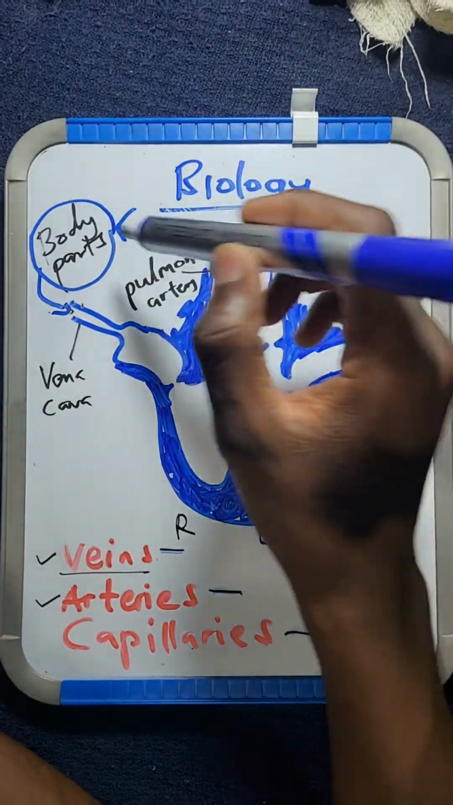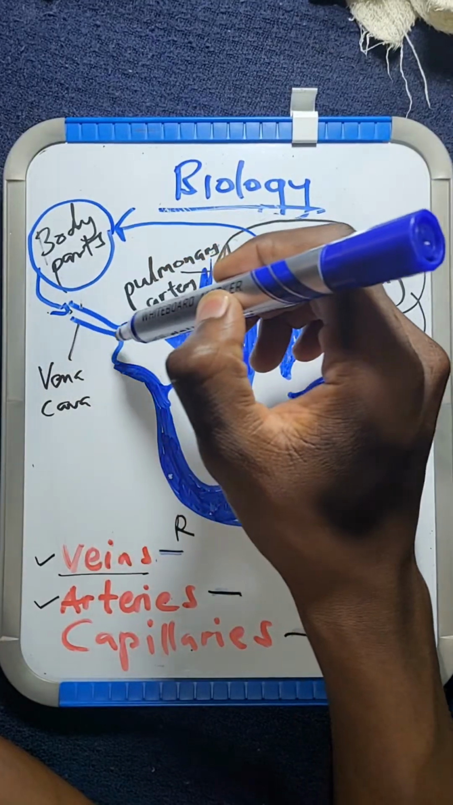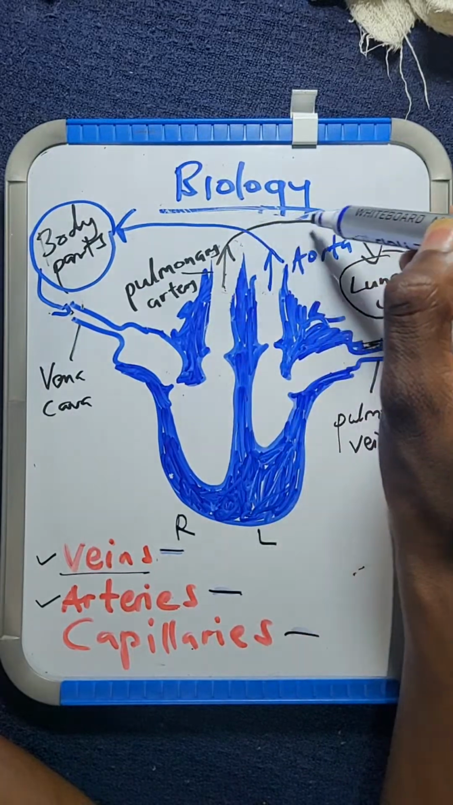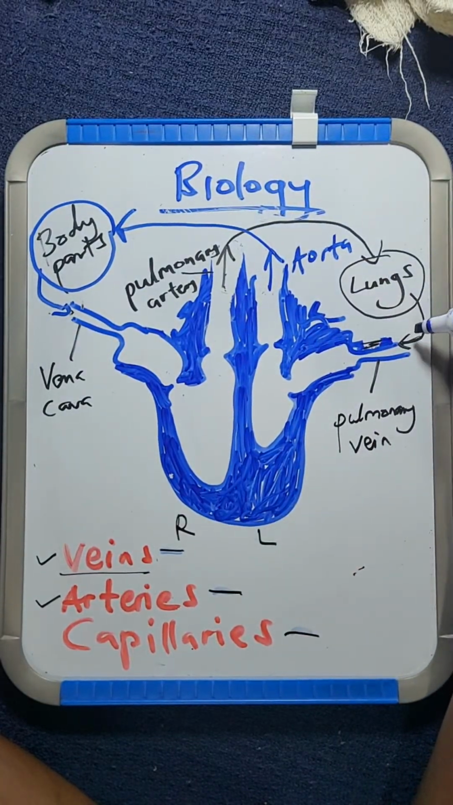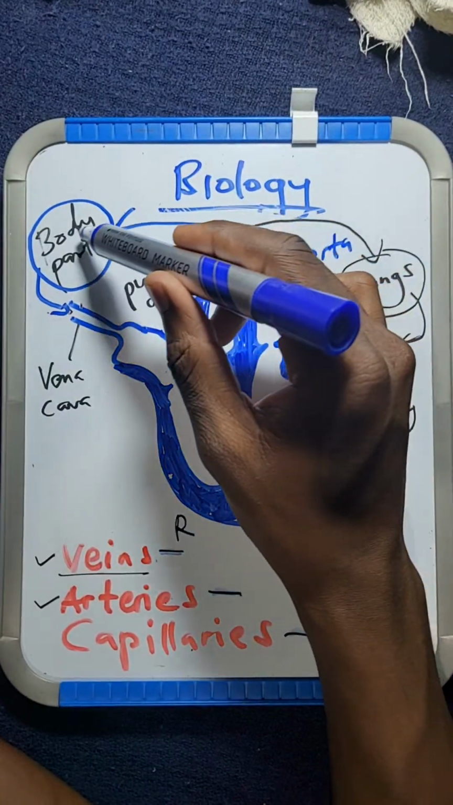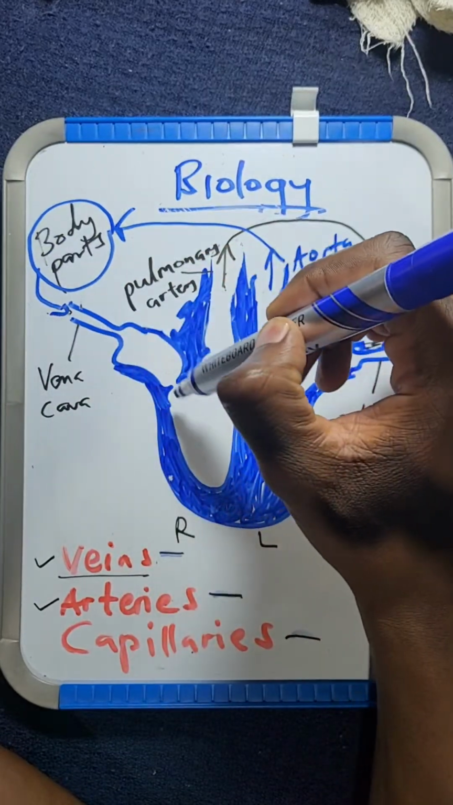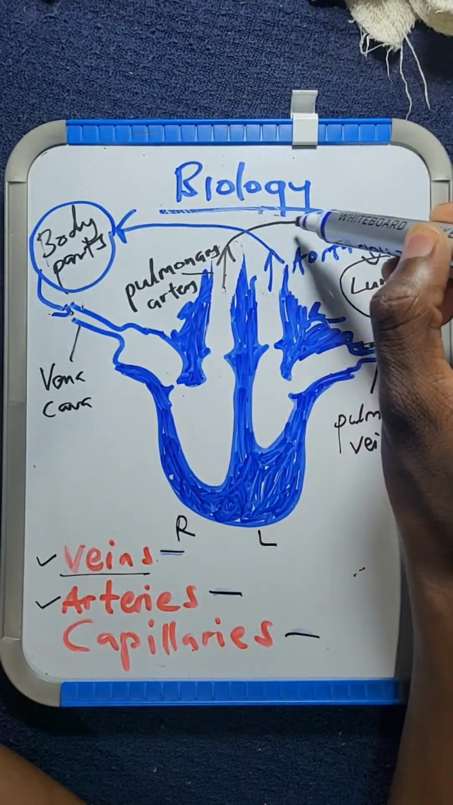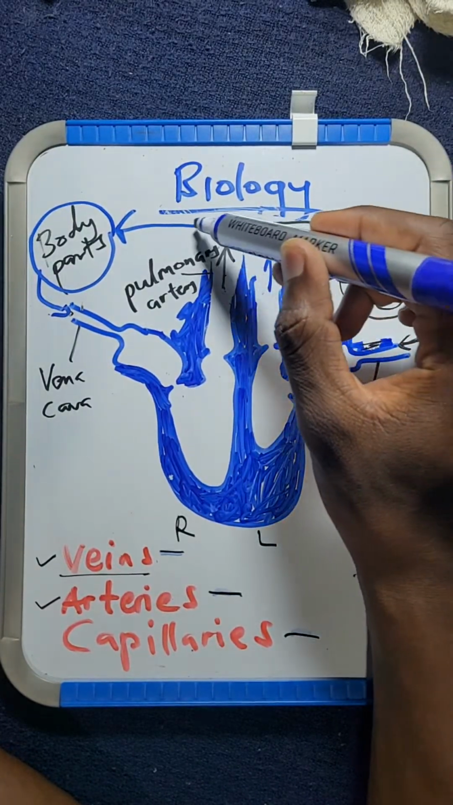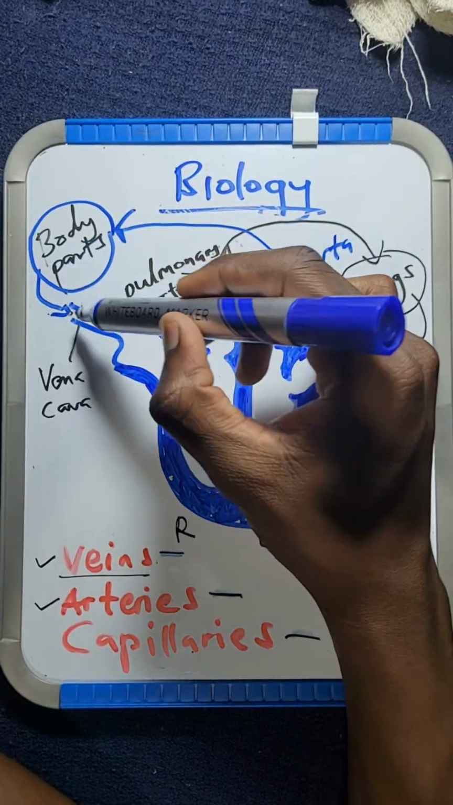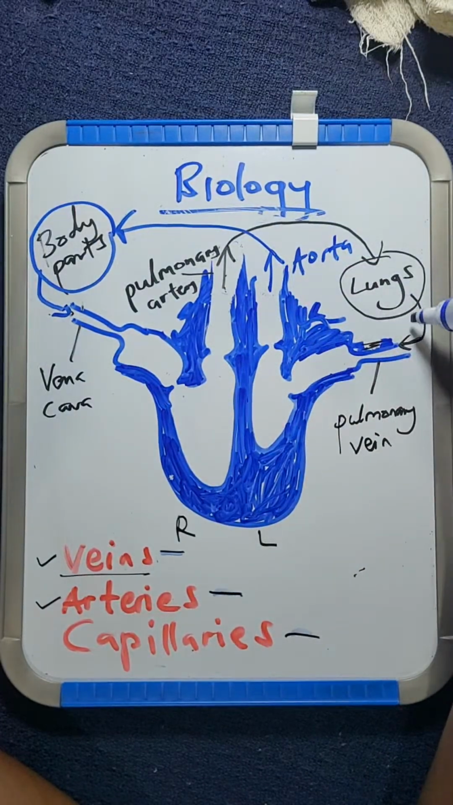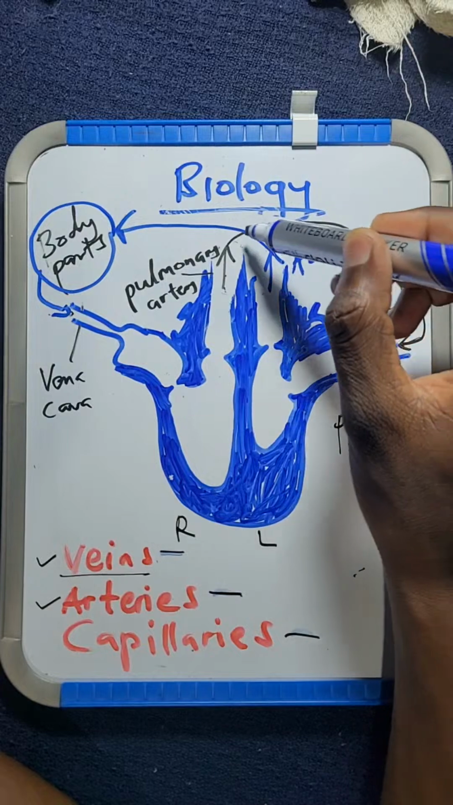So we've got a scenario here. Blood is flowing from different parts of the body, coming to the right side of the heart. Then it will come out, going to the lungs. From the lungs, it will come back to the heart. Then it will come out, going to all parts of the body. From all parts of the body, it will come back to the heart, going to the lungs. And from the lungs, it will come back to the heart, going to all parts of the body.